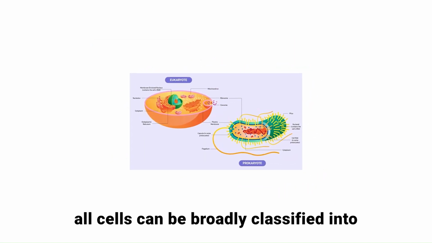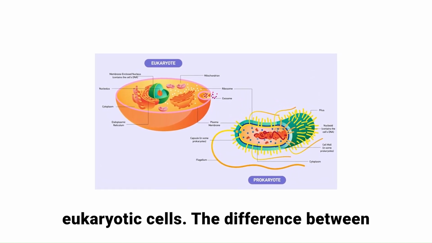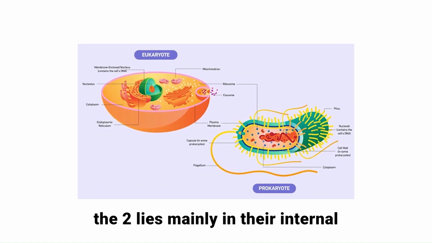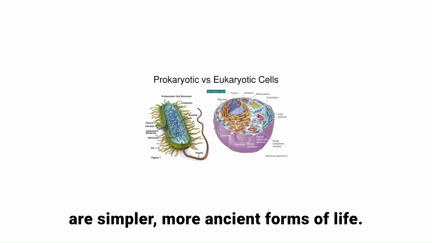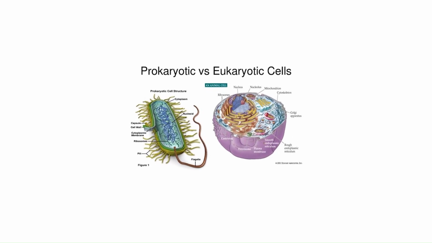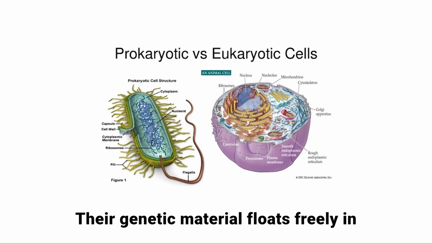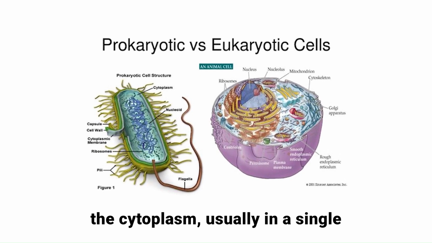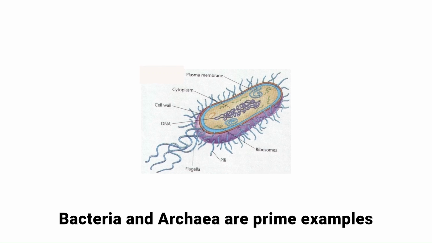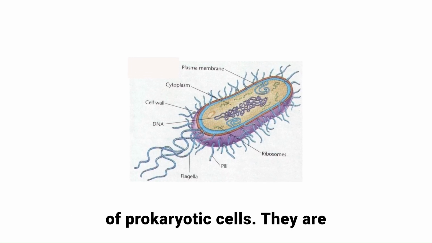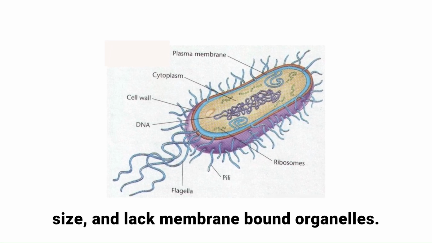Now, all cells can be broadly classified into two major types, prokaryotic cells and eukaryotic cells. The difference between the two lies mainly in their internal organization. Prokaryotic cells are simpler, more ancient forms of life. These cells do not have a true nucleus. Their genetic material floats freely in the cytoplasm, usually in a single circular DNA molecule. Bacteria and archaea are prime examples of prokaryotic cells. They are small, usually just a few micrometers in size, and lack membrane-bound organelles.